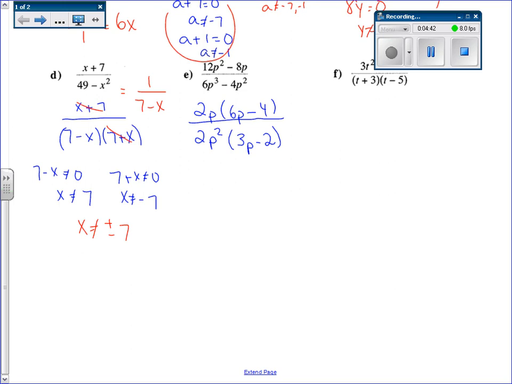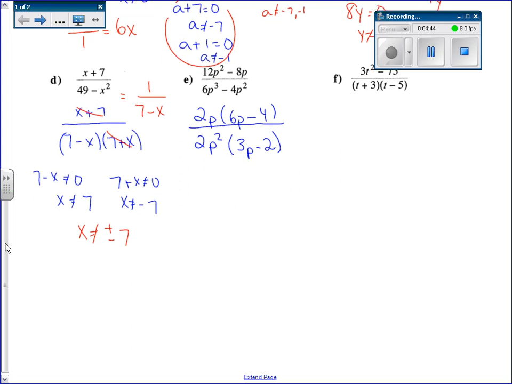So in terms of non-permissible values, just looking at the denominator, just looking at this right away before we simplify anything, 2p squared cannot equal 0, so p cannot equal 0. And 3p minus 2 cannot equal 0, so 3p cannot equal 2, so p cannot equal 2 over 3.